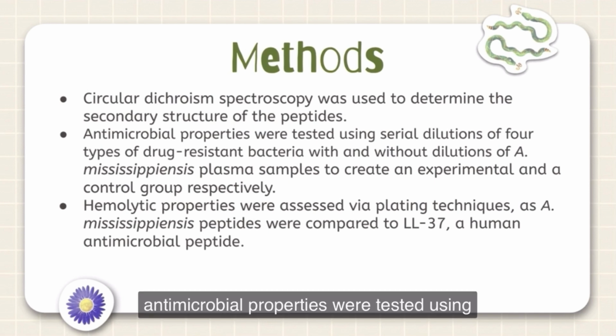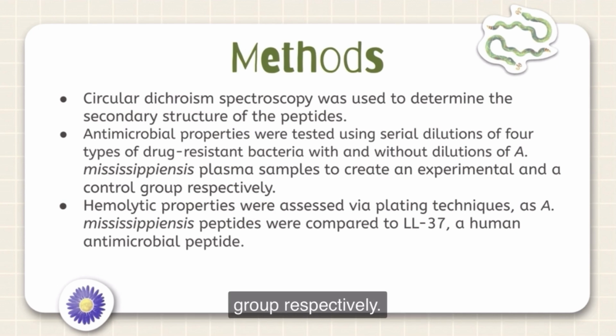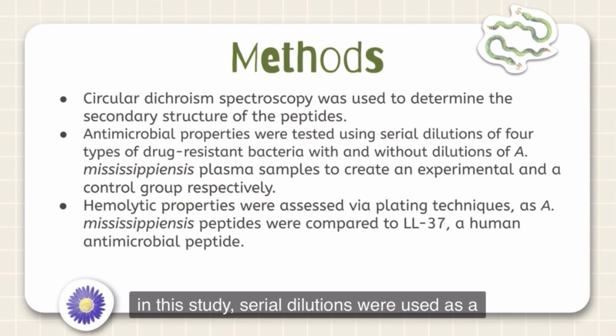Antimicrobial properties were tested using serial dilutions of 4 types of drug-resistant bacteria with and without dilutions of A. mississippiensis plasma samples to create an experimental and a control group respectively. In this study, serial dilutions were used as a controlled way of testing different concentrations of the peptides to understand how potency affects interactions with bacteria.